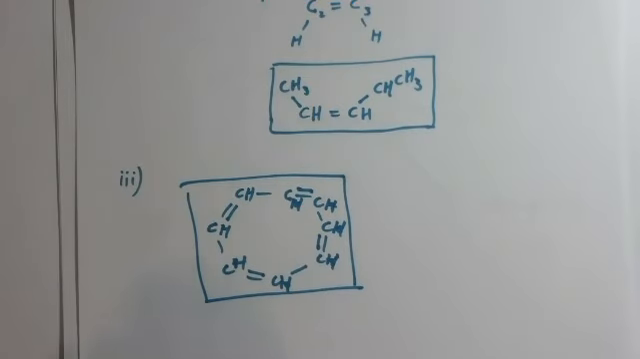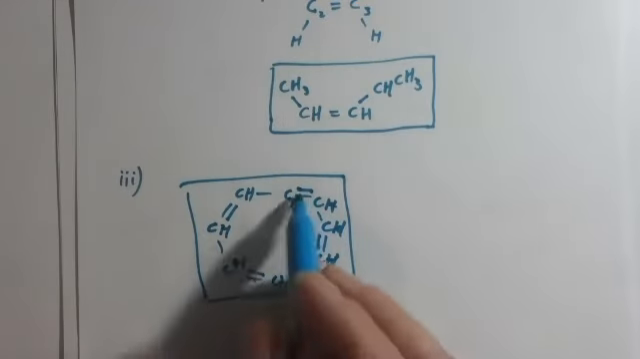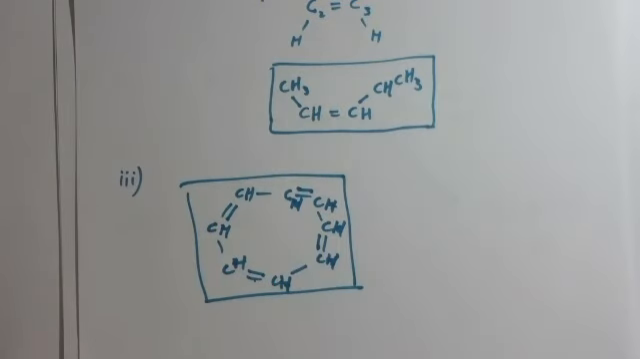So what does tetra mean? Tetra means 4 double bonds. 1, 2, 3, 4. There are 4 of them. Okay, cool. Perfect.